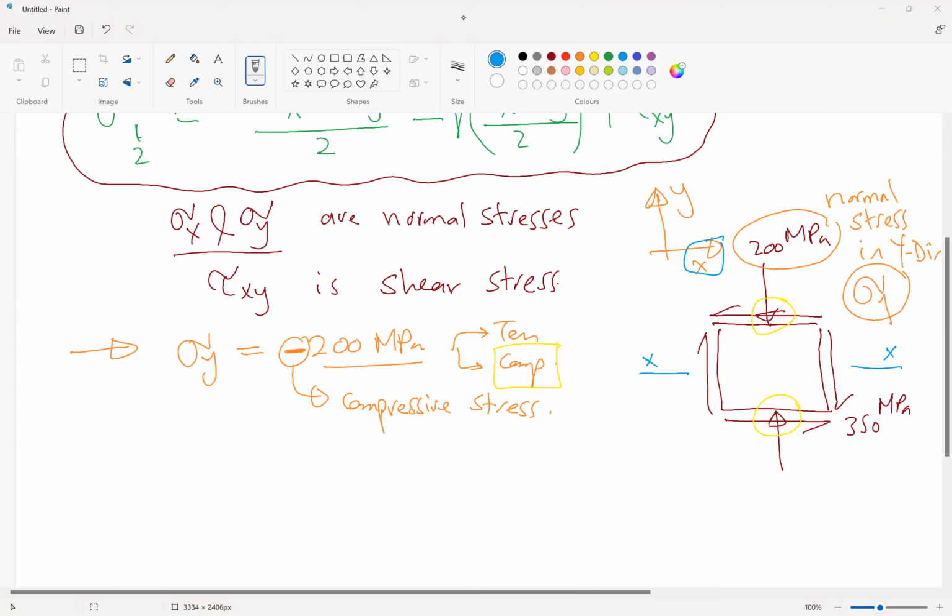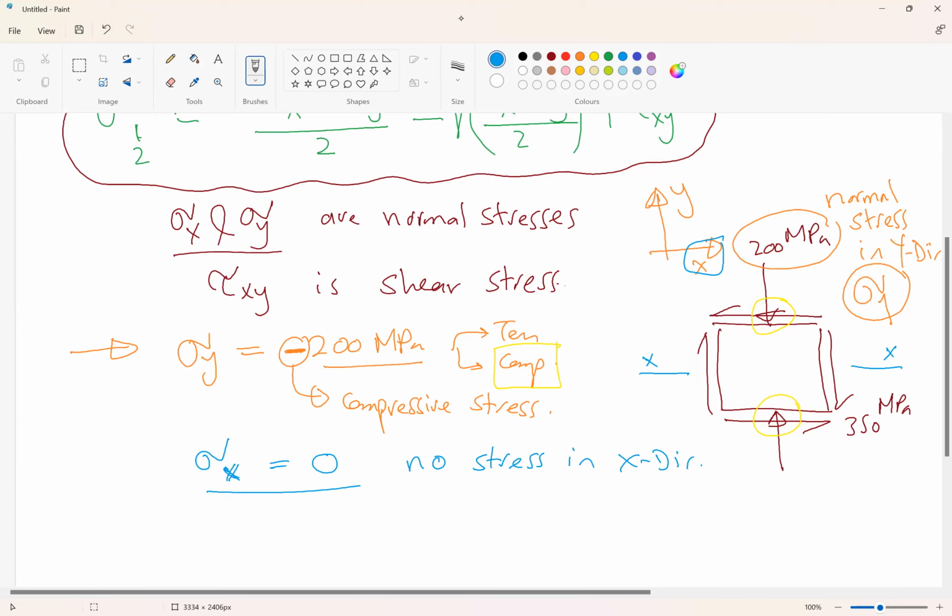Do we have sigma x or we don't have? From the information given to us, we don't have any sigma x, so sigma x is 0 because there is no stress in x direction. Okay, what other stresses we can have?